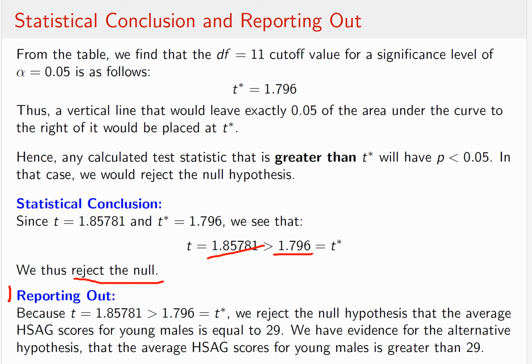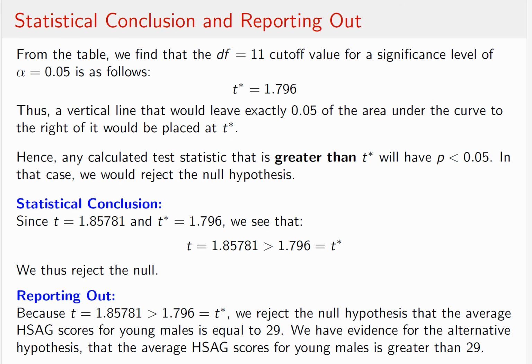And what does this mean? Our reporting out based on all of this statistical analysis is, because our calculated test statistic T is greater than T star, we reject the null hypothesis, which said what? Which said that the average aggressive humor score for the young males is equal to 29. Instead, we have evidence for the alternative hypothesis, which said that the aggressive humor scores for young males would be greater than 29. So we have evidence for the alternative hypothesis, right? We conclude that the alternative hypothesis is much more likely to be true.